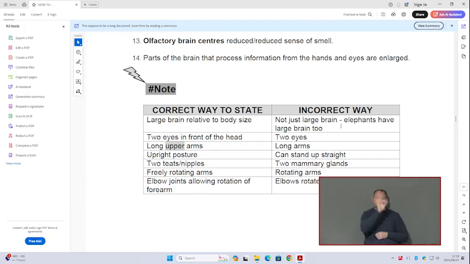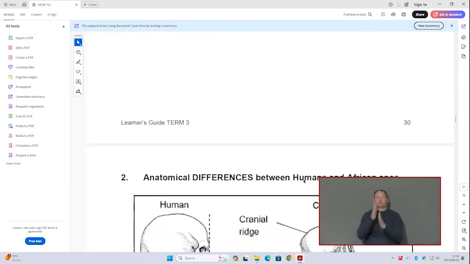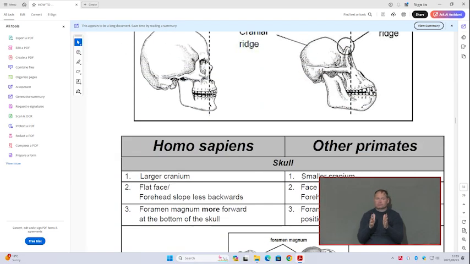So, if you just write large brain, no mark will be allocated. Two eyes in front of the head, not just two eyes. Long upper arms, not just long arms. Two teeth, not two mammary glands. Freely rotating arms, not rotating arms, and then elbow joints allowing rotation of the forearm, not just elbow joints rotate. So be careful when you come across such a question.